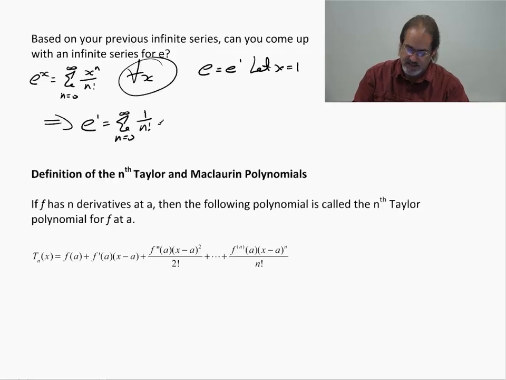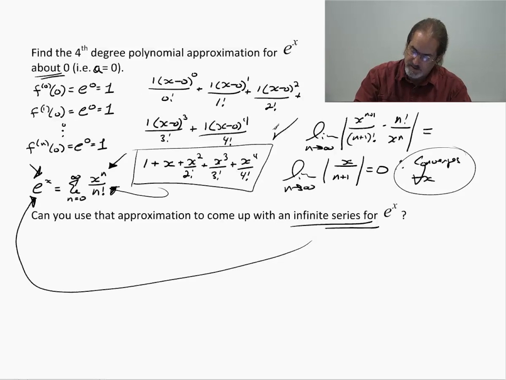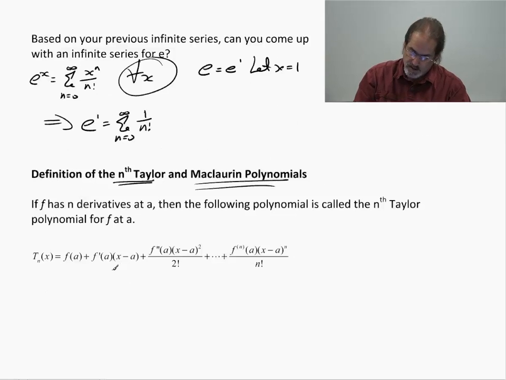Now, this brings us to the idea of the definition of the nth Taylor polynomials. Actually, we did this right here. This is a fourth degree polynomial. It's a polynomial approximation as compared to an infinite series. Now, very commonly we'll see T used for a Taylor polynomial. We also sometimes see it for a partial sum, because a Taylor polynomial, T of n, is a partial sum.